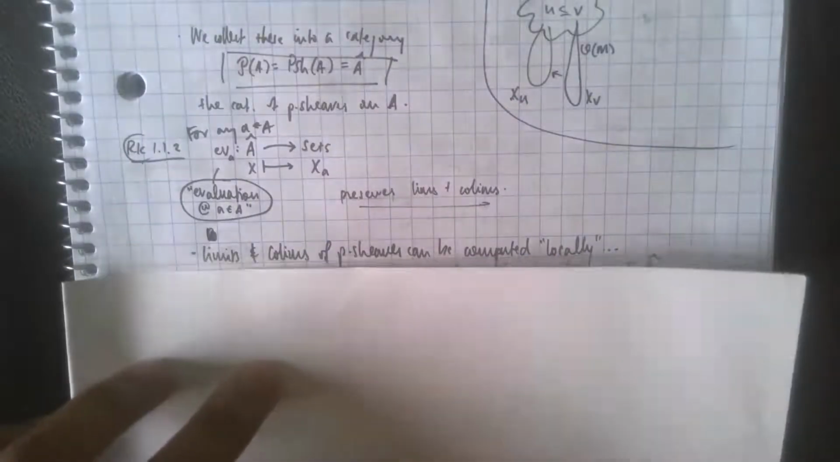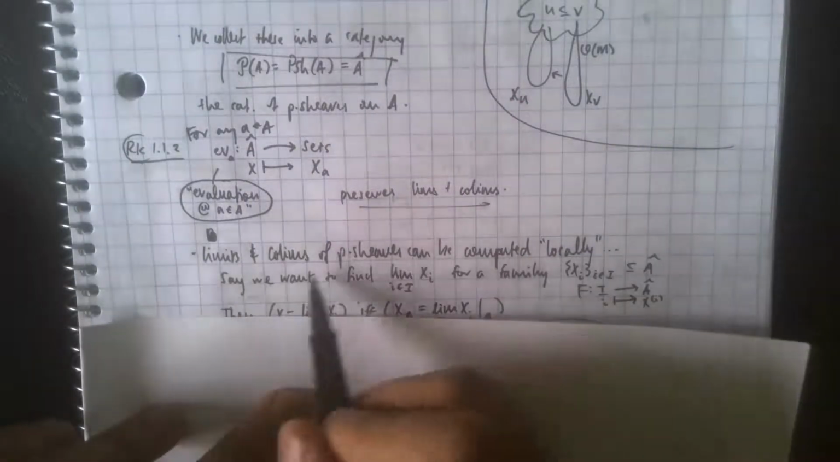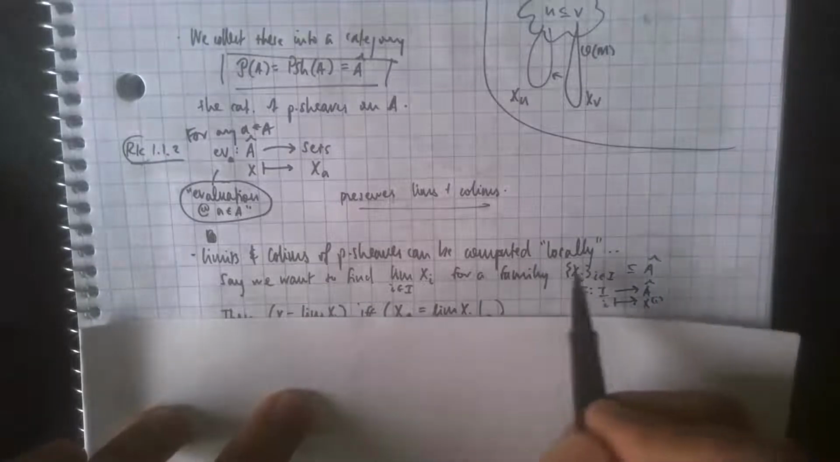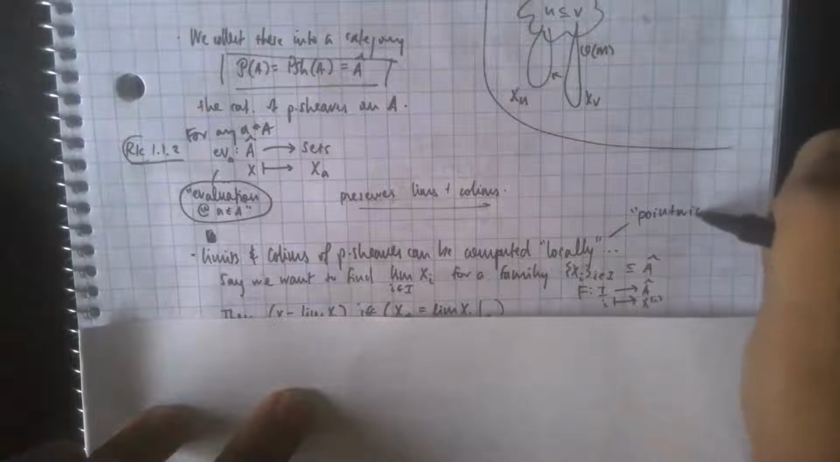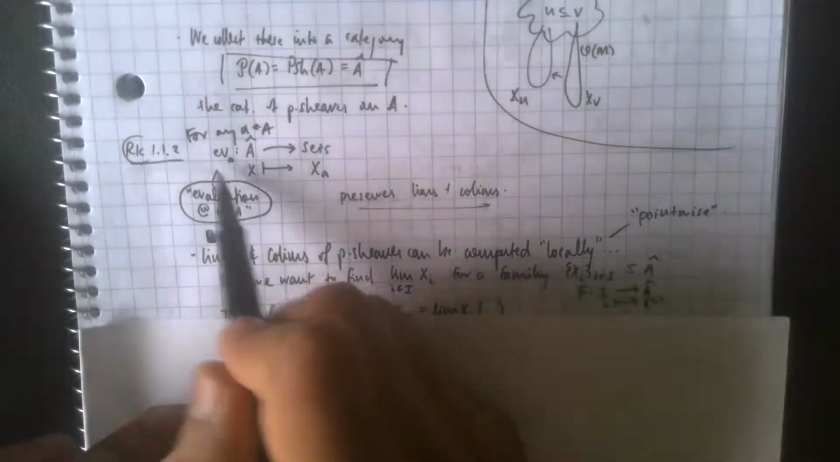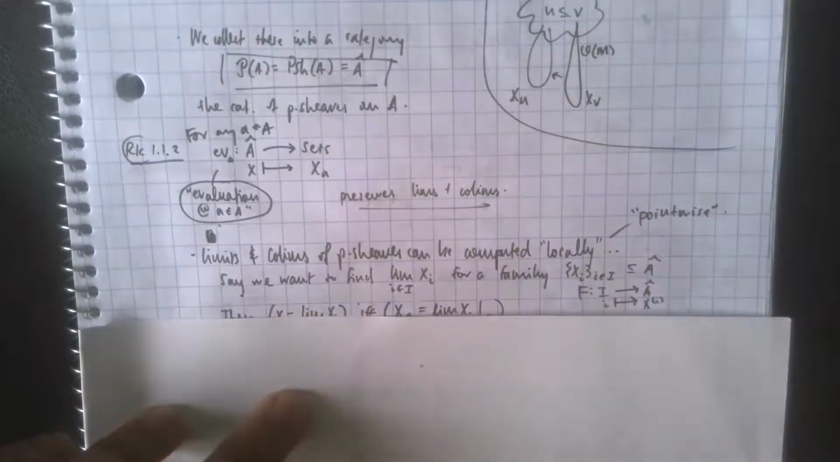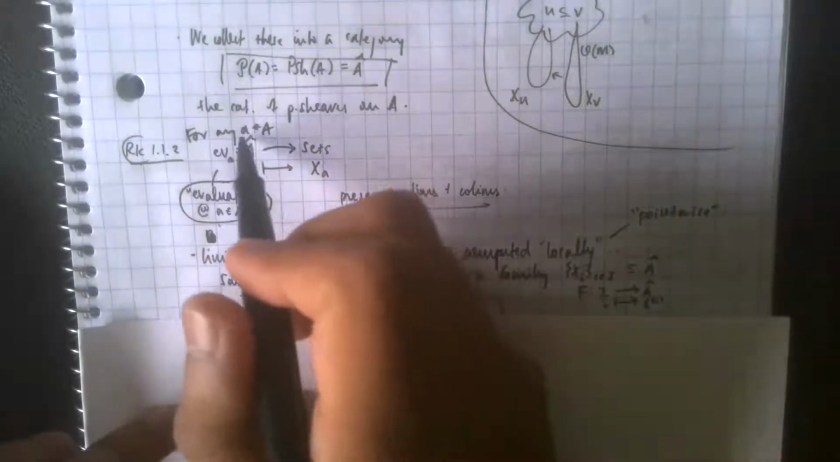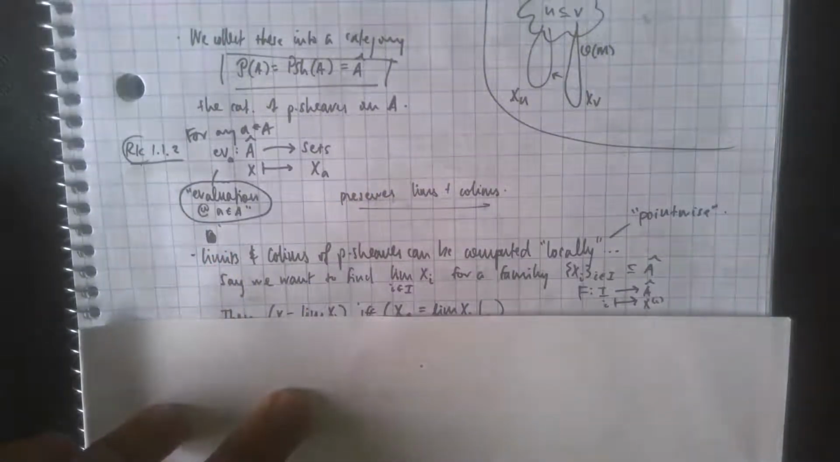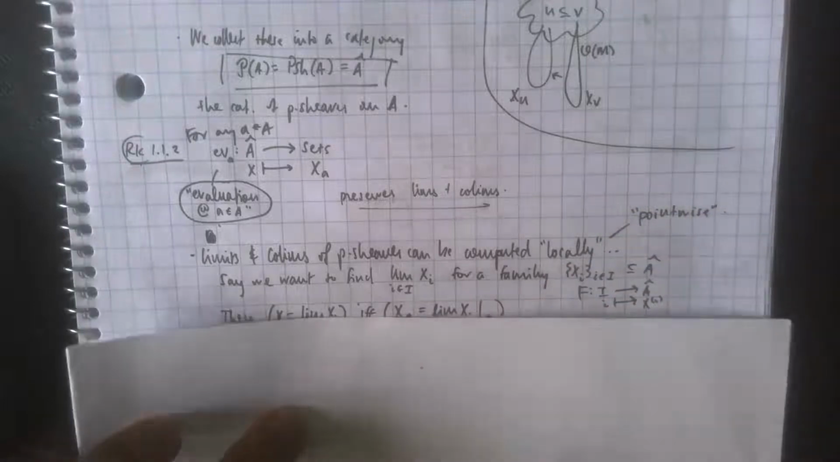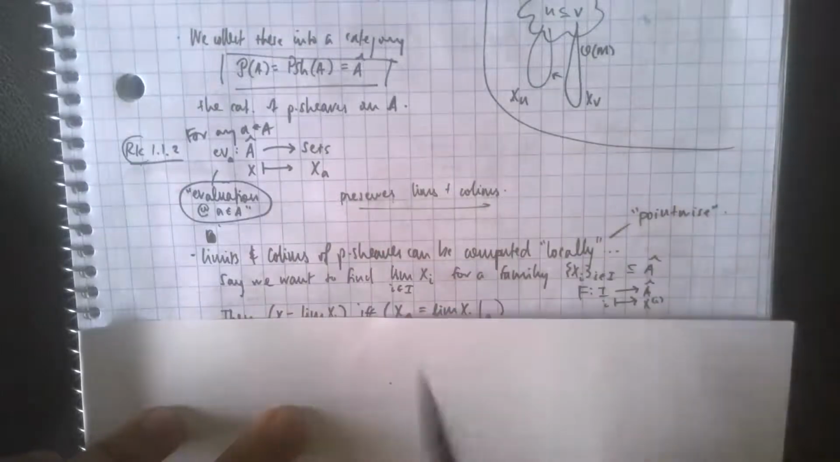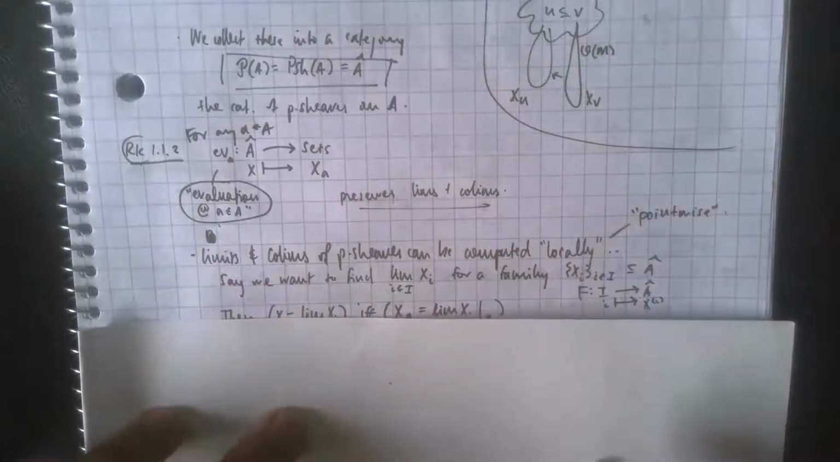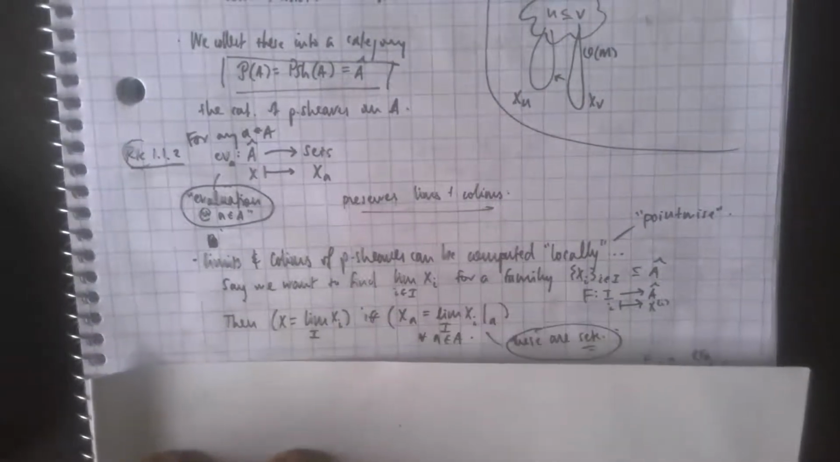But this is useful because, as he says in the book, limits and colimits of presheaves can be calculated locally, or some people might say pointwise. By pointwise, they mean at this object A in A, you can calculate limits and colimits. This is nice because instead of calculating a limit of presheaves, you can calculate it in sets, and the same with colimits. And limits and colimits of sets are obviously a lot easier than presheaves.